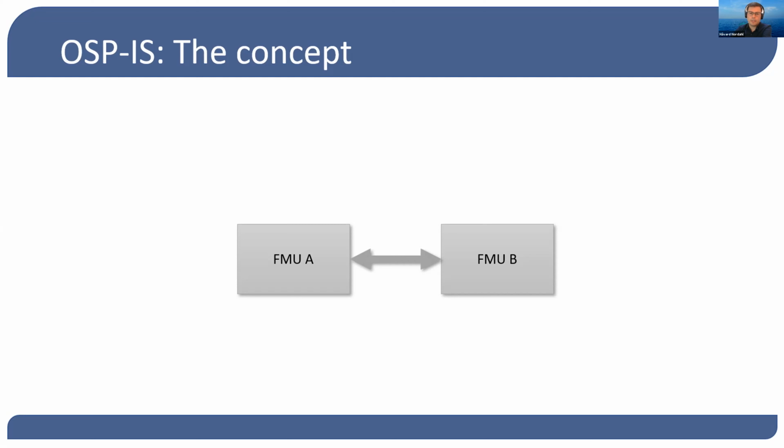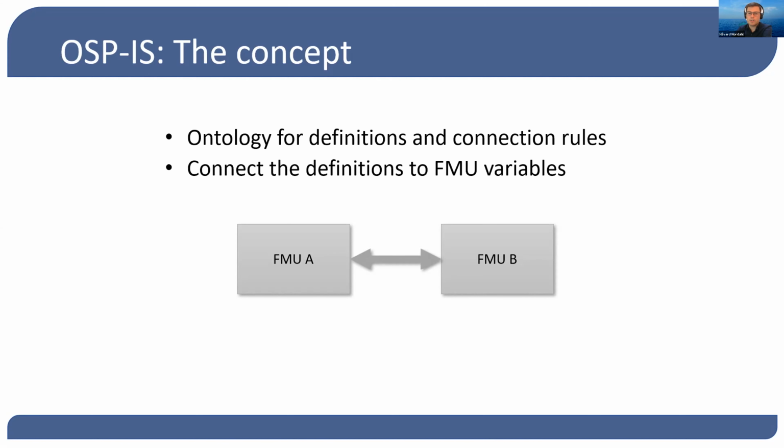To make something like that possible, we need a way of expressing the semantic meaning of each variable, how variables are related, and define rules for connections of variables. And it has to be done in a machine-readable way. We also need automatic validation of connections. And all in all, that is why we chose to build the interface specification on an ontology and connect definitions in the ontology to the FMU variables.